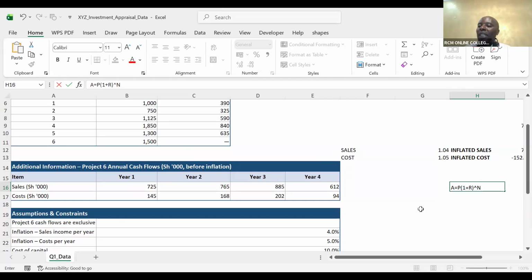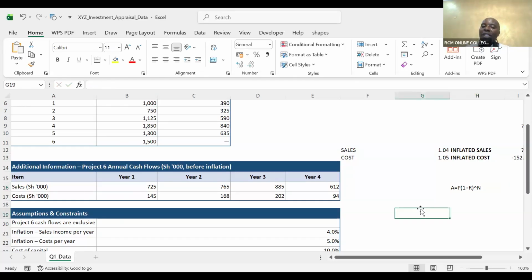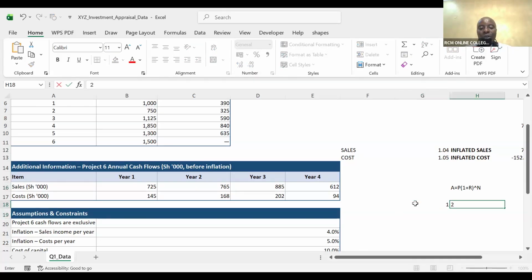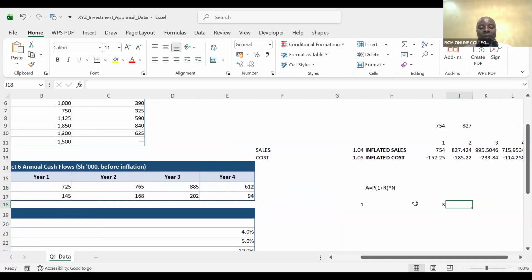And then once we got that, ladies and gentlemen, to be able to get now inflation amounts for the other, I came and wrote down here 1, 2, 3, 4. We wrote like that. And then we came, ladies and gentlemen, here and looked for these inflated sales. So this is what we did to get inflated sales.